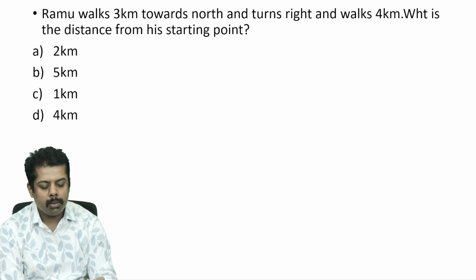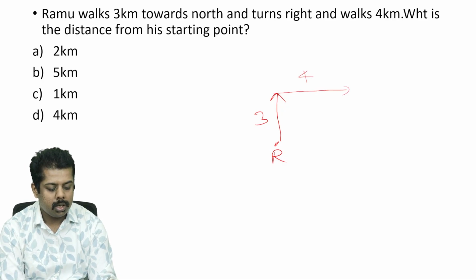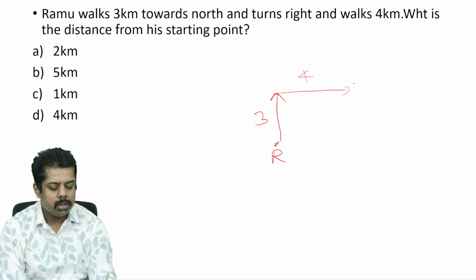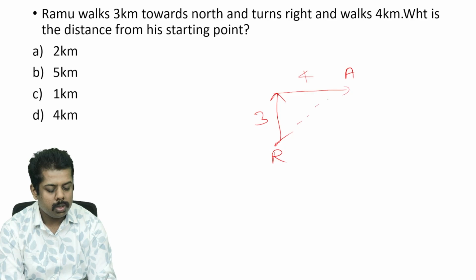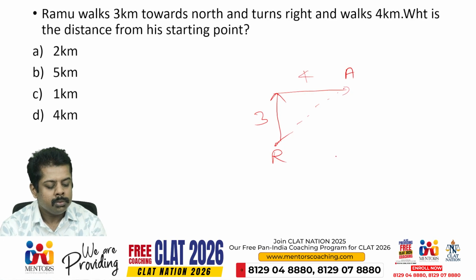Here it says that Ramu walks. Okay, so we can draw the basic diagram here as well. So Ramu is walking 3 kilometer north. Okay. Now from here he takes the right and goes 4 kilometer. Now what is the distance from his starting? Okay. The same scenario as we discussed earlier. Okay, this is we have to find the shortest distance. The same, just use the Pythagoras theorem.